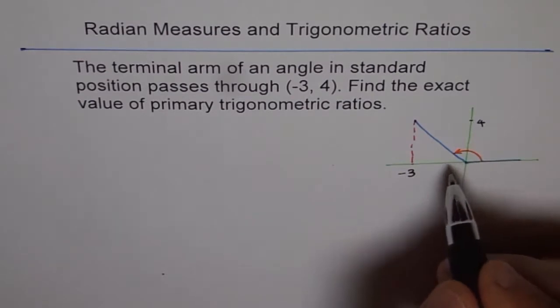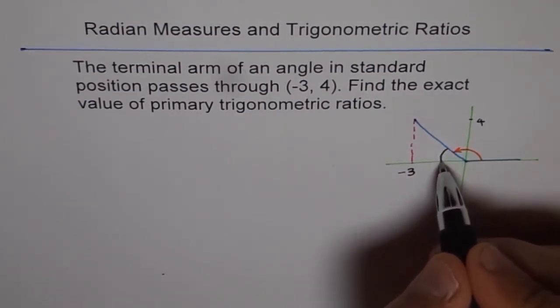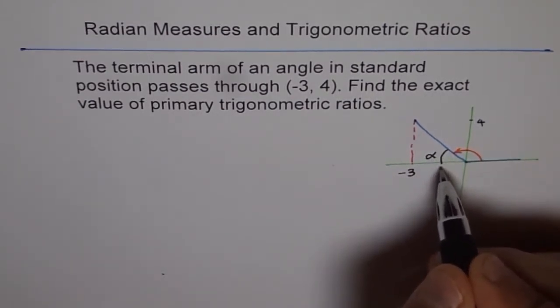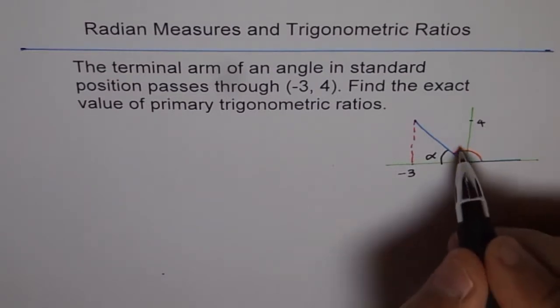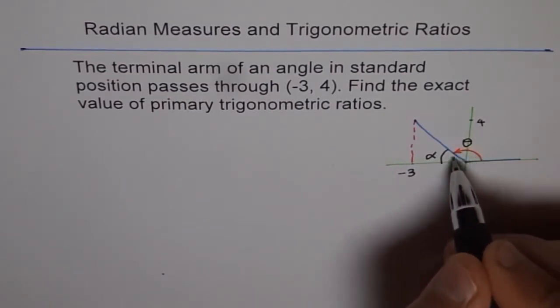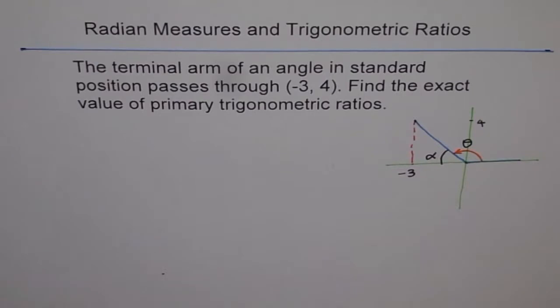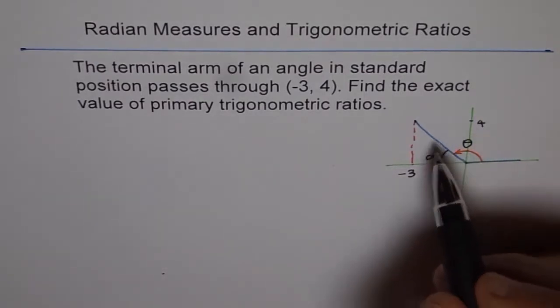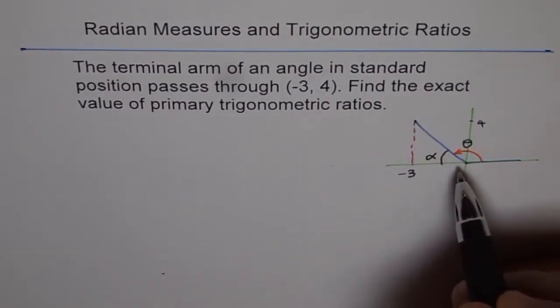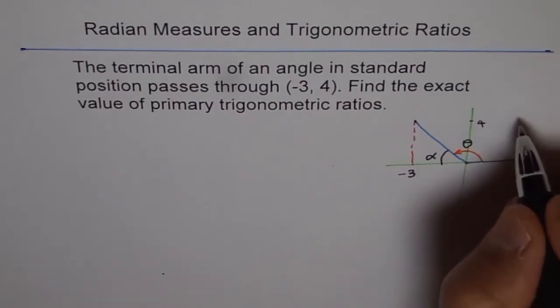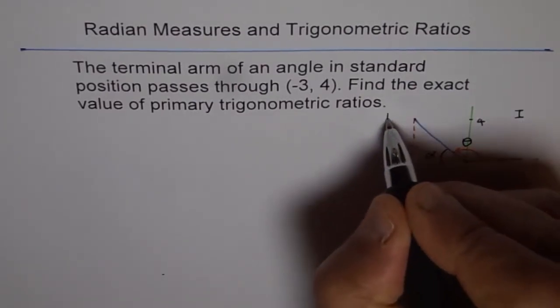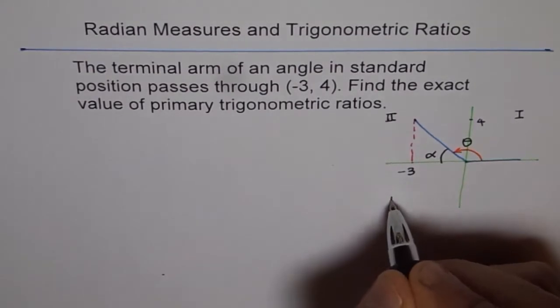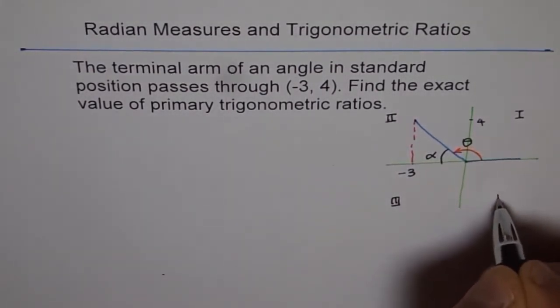That means, let's consider this angle alpha. That is the related acute angle. And theta for us is this principal angle. To find trigonometric ratios, what we consider is basically the triangle shown in quadrant 2. This is quadrant 1. This is quadrant 2. Quadrant 3 and 4.